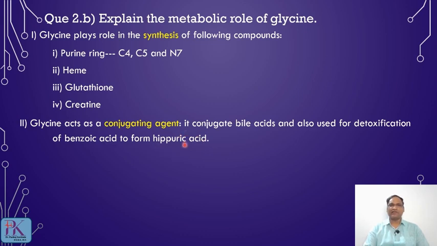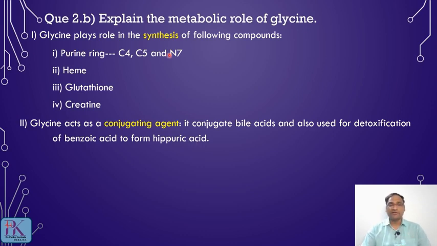So what is hippuric acid? It is a detoxification product of benzoic acid along with glycine. Benzoic acid plus glycine forms hippuric acid. You already performed the detection of hippuric acid in normal urine, so you just have to recall it whenever you are answering anything.